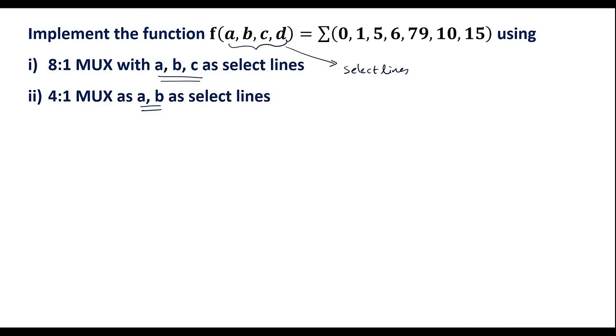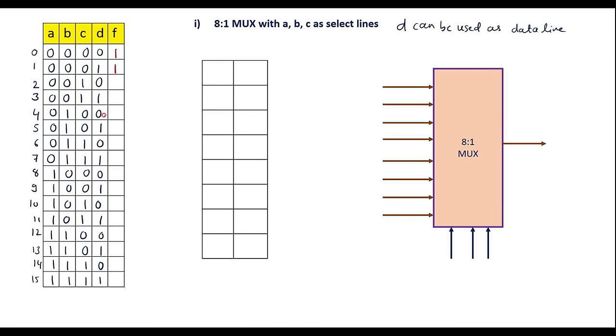Now let me see the given min terms: we have 0, 1, 5, 6, 7, 9, 10, 15. For these min terms, the output function is 1 or high. So for 0, 1, 5, 6, the output is high. Then we have 7, 9 and 10. And then we have 15. For other cases, the value is 0. So this is the truth table with respect to the given function.